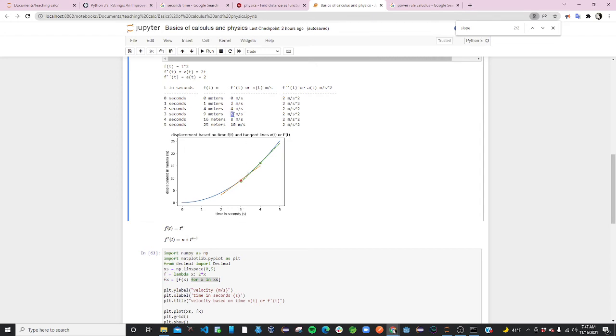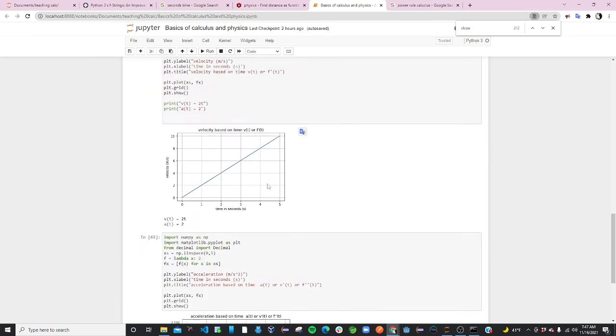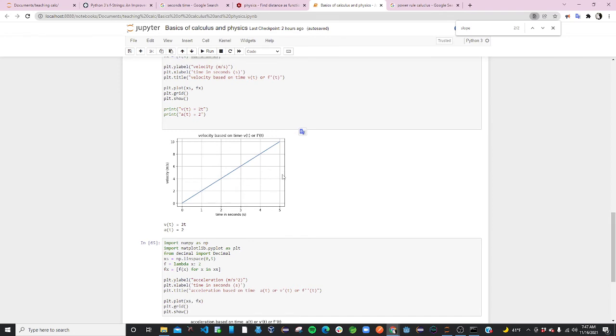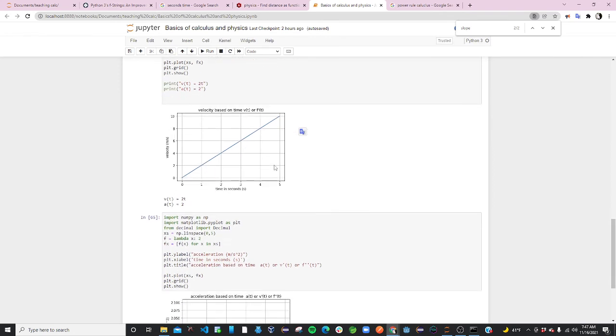So if you look at 3, essentially the slope of this tangent line is 6 meters per second. The slope of this tangent line is 8 meters per second. And the acceleration of this curve is 2 meters per second squared. So this is what the derivative function looks like, or the velocity function in this case. And this is time in seconds to velocity.